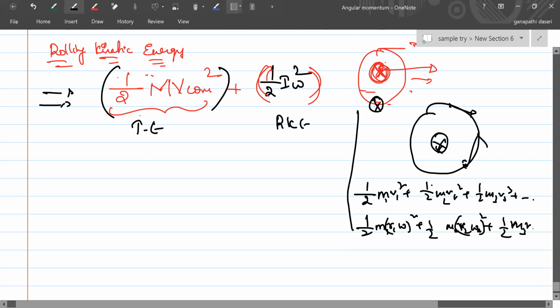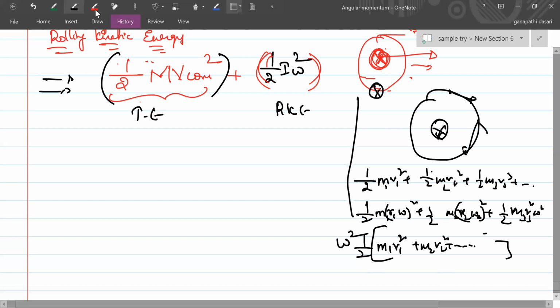M3 R3 square omega square, and so on. If we take half common and omega square common, we get m1 r1 square plus m2 r2 square plus m3 r3 square, and so on, right? What is m1 r1 square plus m2 r2 square and so on? This is nothing but the moment of inertia formula, right? So that is half I omega square.